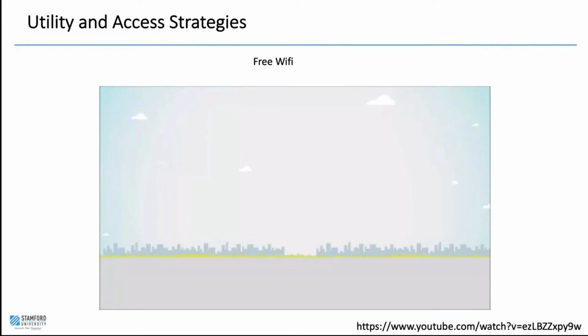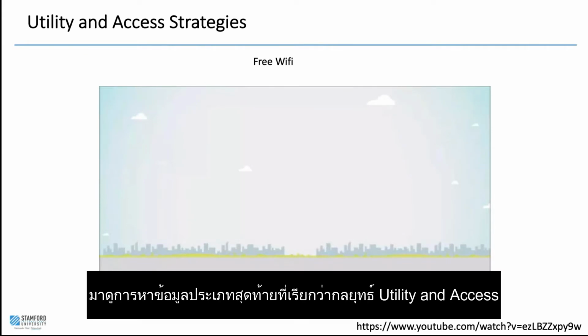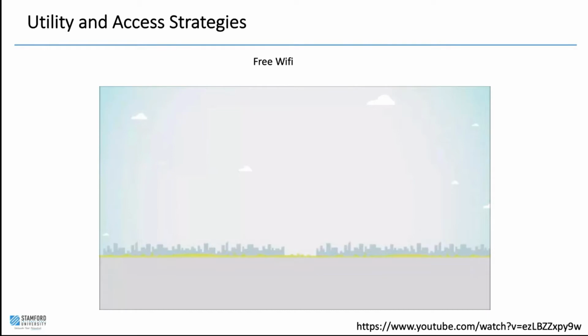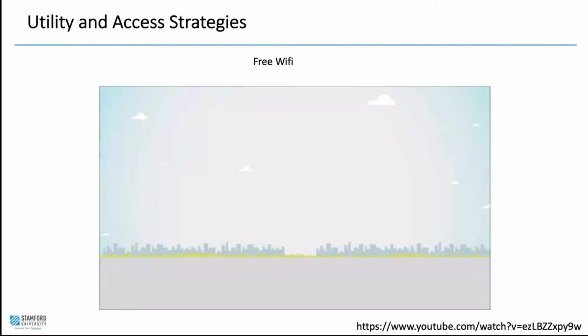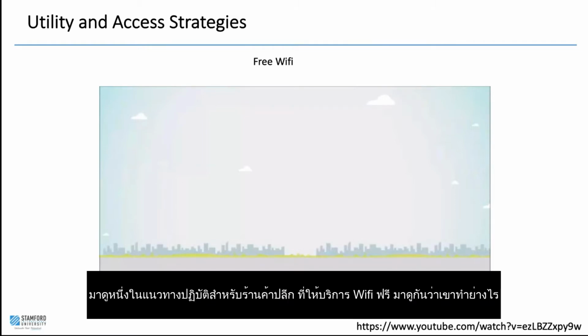All right, now we're into the last pillar of the ways to capture data and strategies around that, which is utility and access strategy. So again, let me remind, this is when a brand will offer a way to make their customer's life easier, a new way to purchase or a new way to use their service in exchange for their personal information.